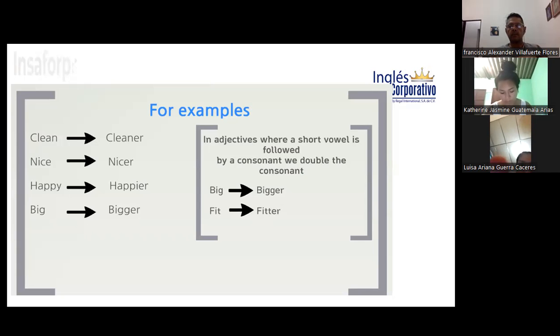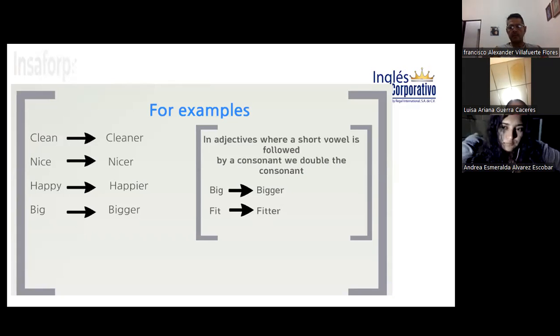The rule says, this rule that you will remember, that when we have an adjective that is very short, and the adjective contains a consonant plus a vowel plus a consonant, we have to double the last consonant that it ends in. Like, for example, big. In this case, you see it is big, but in the transformation to comparative, another G appears. Why does this happen?